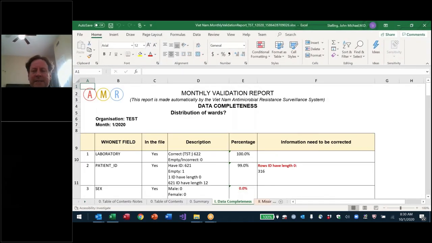And what this does that WHONET doesn't do, we will do it. We are going to add some of these things. In fact, this version I'm showing you is from July. They have a newer version, but it's close enough. So this is a sheet. This is an automatically generated Excel file.